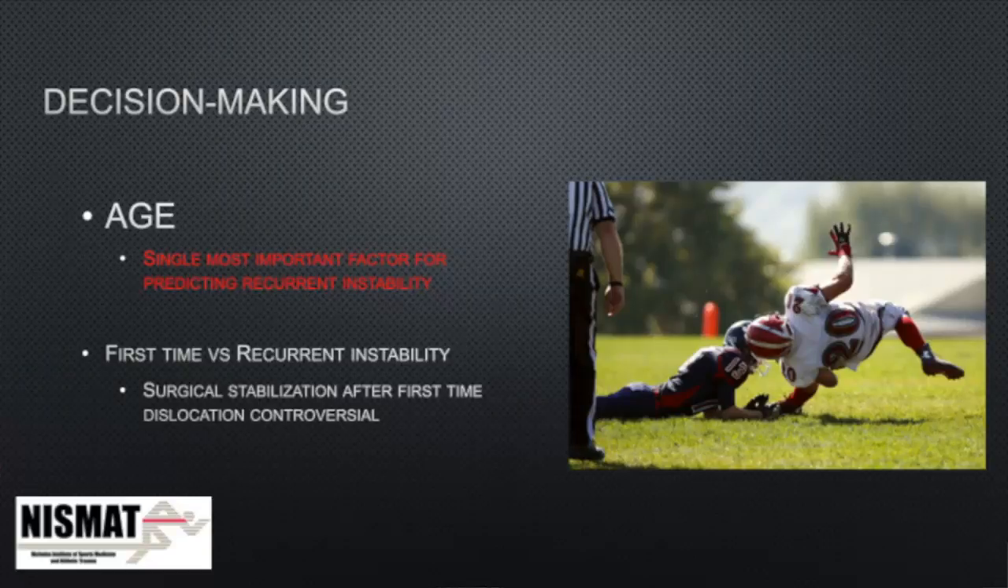Well, age is certainly the single most important factor predicting recurrent instability. So a first-time dislocator versus a recurrent unstable patient, whether or not we stabilize them immediately is controversial. Certainly in our hands, we believe that patients who have an unstable shoulder and have an acute anatomic disruption are best managed by fixing them immediately.